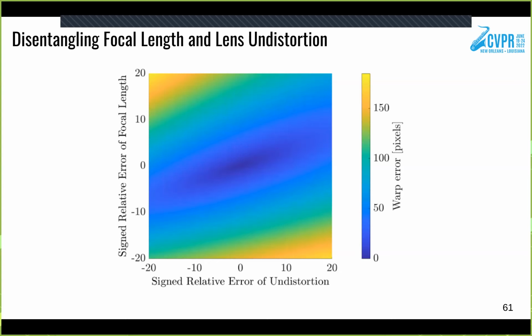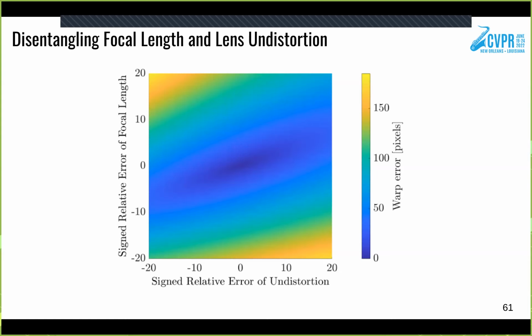And that is what this is showing. On the x-axis, we have the signed relative error of lens undistortion, and then the signed relative error of focal length. And of course, in the middle we have the warp error, which I introduced a long time ago, which is this pre-imaging and imaging method of error.